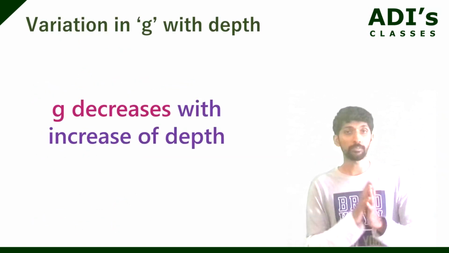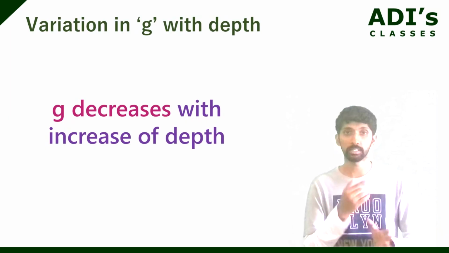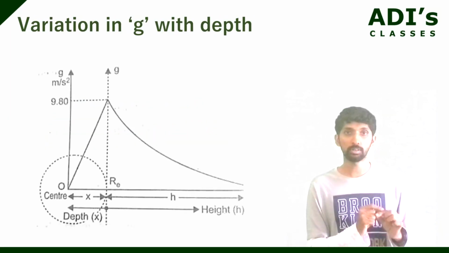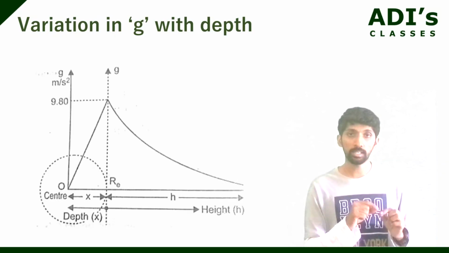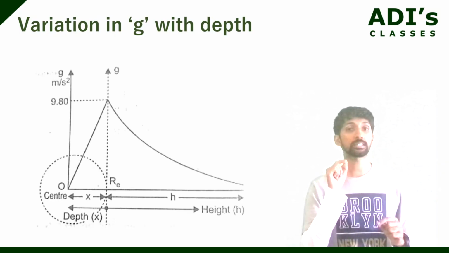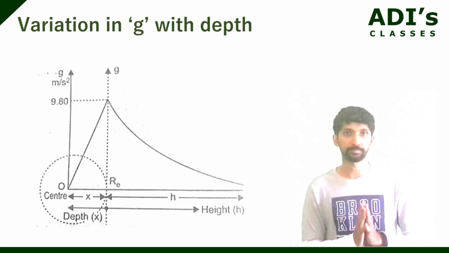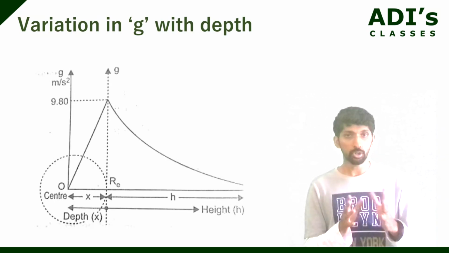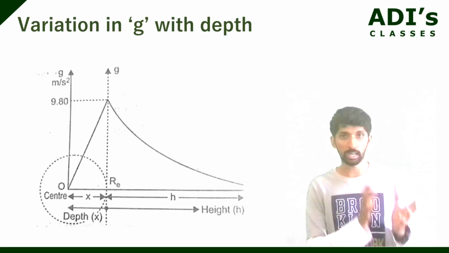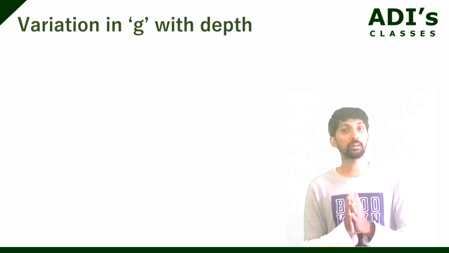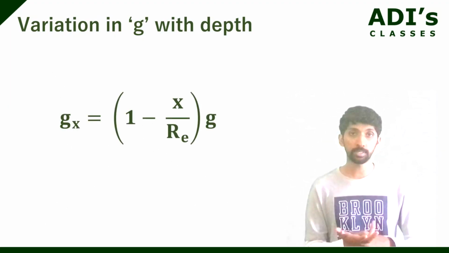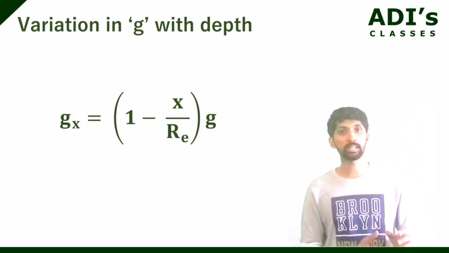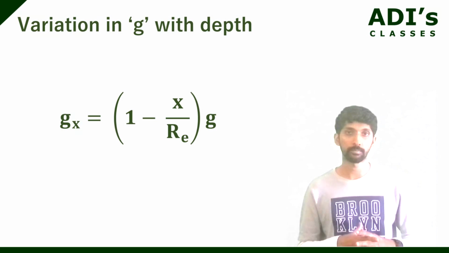Now, if we have to draw a graph, the graph looks something like this. At the center it's 0. Now, it keeps on increasing till it reaches the surface of the Earth, which is maximum. Then, again, it decreases drastically. So, this is the graph, and the formula for how it varies with respect to depth is g_h is equal to 1 minus x divided by R_e into g.